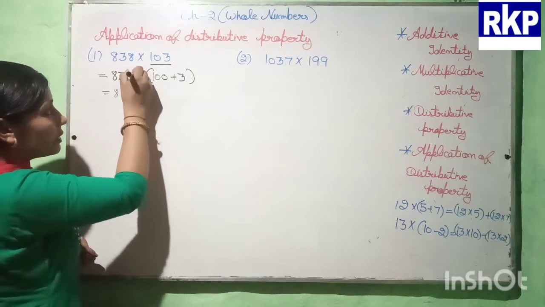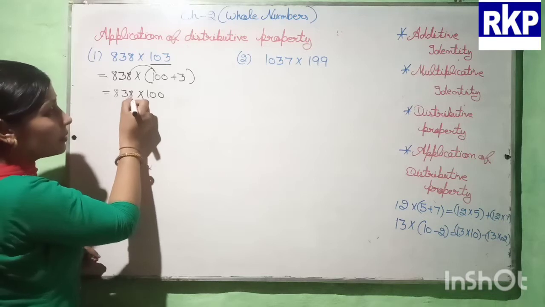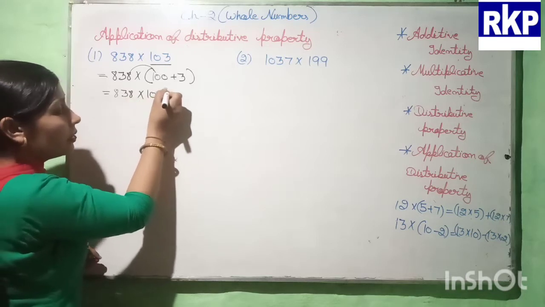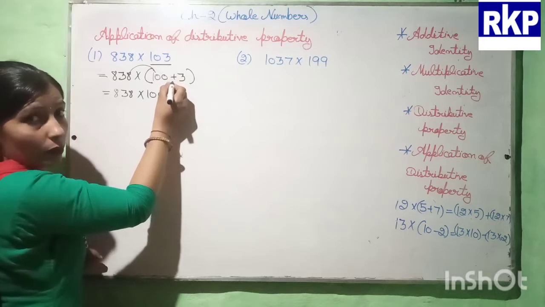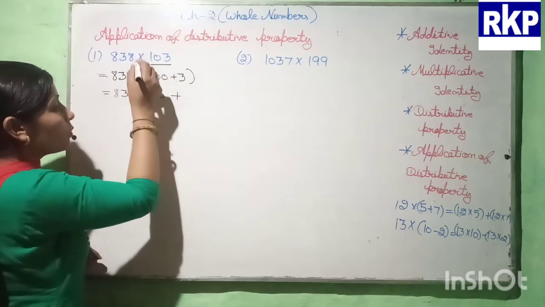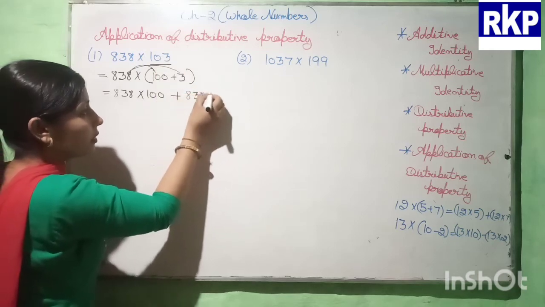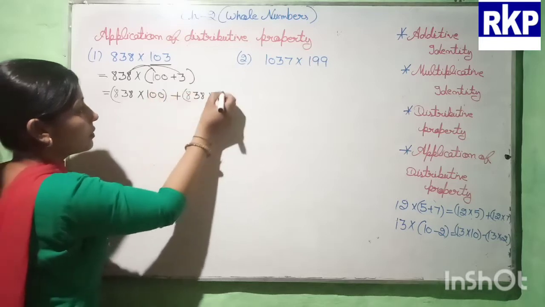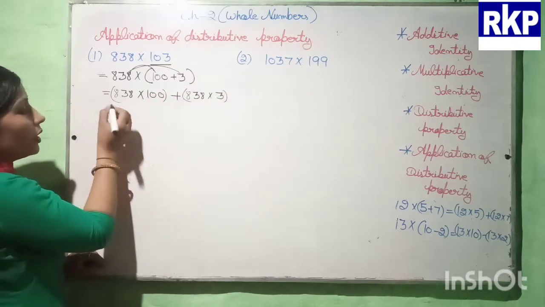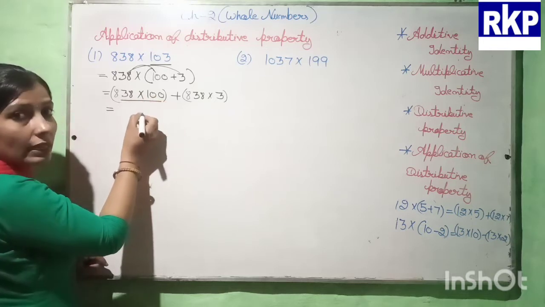We have to multiply this with 100. So first we will write 838 multiply 100, then plus, because here is written the symbol of addition. Now we have to multiply this with 3. So again 838 then 3. Now close these into brackets. So here, beta, now here we have to multiply this 100, and it's very easy.